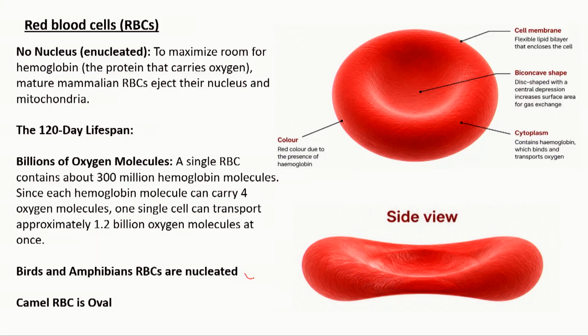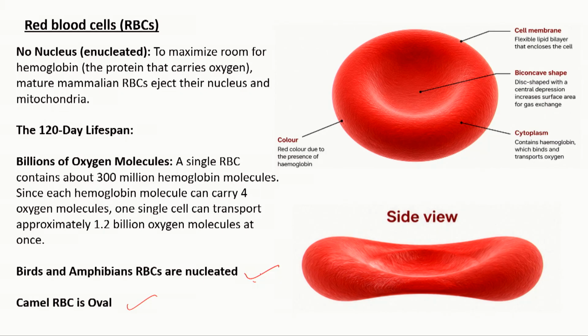So the RBC is without any nucleus at the matured condition, just to accommodate more oxygen there. While in some species, for example in birds and amphibians, the RBC is nucleated. Particularly in camel, the RBC is oval shaped, because they live in desert and therefore the blood is very thick because of maybe dehydration and all. So just to give a smooth flow of the blood, the RBC becomes oval in shape. So these are all typical patterns which we will see in the animal world.